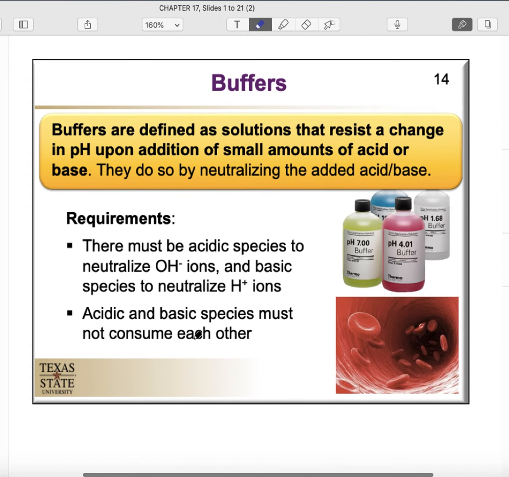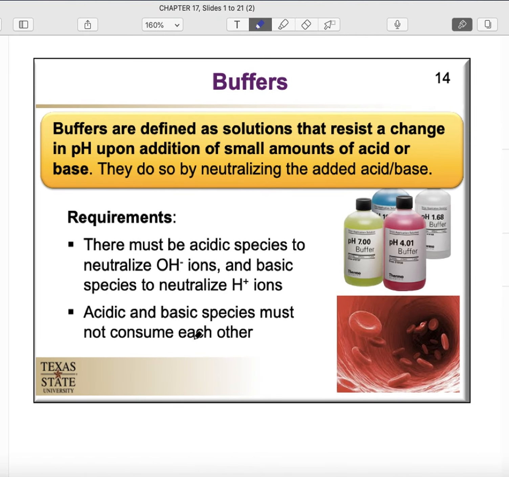All right, so as we said, the common ion effect is going to have an effect on the mechanism by which buffers work. And just to recap, a buffer is a solution that has the ability to resist change in pH after addition of small amounts of acid or base to it. And they do so by neutralizing the added acid or base. Now, in order for a solution to be called a buffer, there are a couple of requirements.